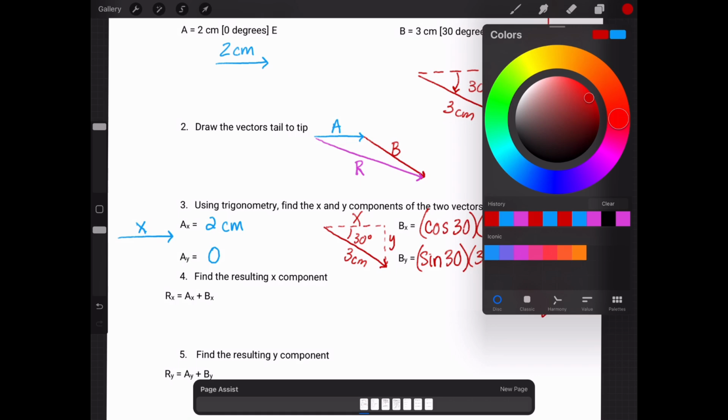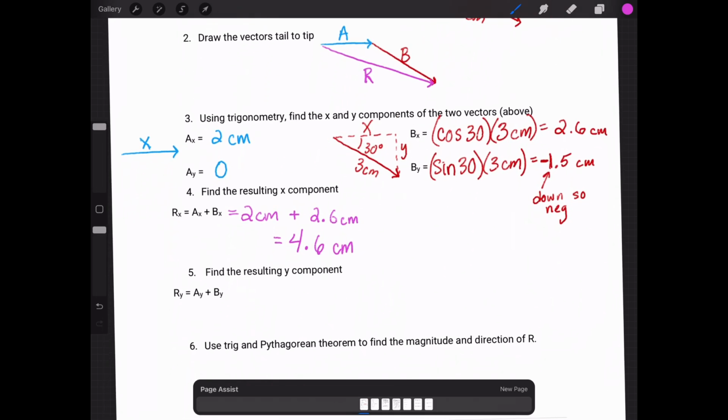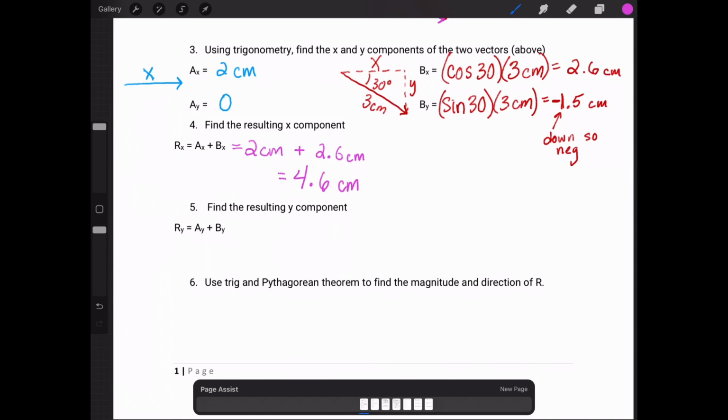Now we're moving down to our components, and we're figuring out our resultant vector. The way we do this is we add up everything in the x. So 2 centimeters plus 2.6 centimeters. That gets our resultant in the x direction. Therefore, 4.6 centimeters is our x. Now we need to figure out our resultant y component. So we add up everything in the y. We have 0 centimeters plus a negative 1.5 centimeters. What does that result with? Negative 1.5 centimeters. Now we know our x and y for our resultant vectors.